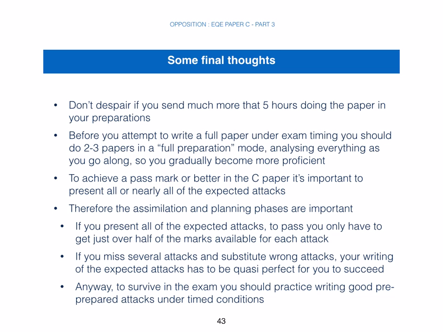If you miss several attacks and substitute wrong attacks, your writing of the expected attacks has to be quasi-perfect for you to succeed. Anyway, to survive in the exam, you should practice writing good pre-prepared attacks under time conditions, and your assimilation and planning phases are all important in coming to the right attacks. Some more final remarks.